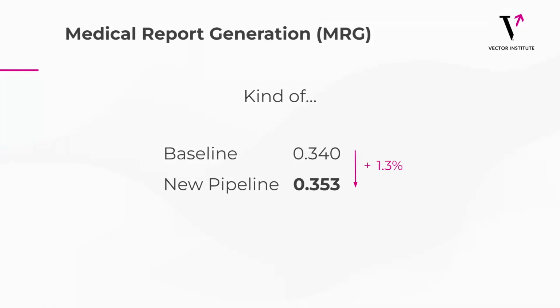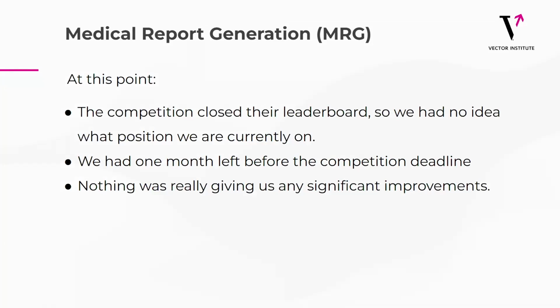Yeah, so we figured there's probably something fundamental that we need to change in our framework. At this point, they closed the leaderboard in the competition. They had the leaderboard in the first 2 months, but calculating the GREEN score was actually quite heavy, so they said, we can't really do it. So we closed the leaderboard. You calculate the score on your own, and then you submit the final solution to us when the competition ends. So we didn't know what position we were currently in. We were first before the leaderboard closed, but now we have no idea what position we're in. A month left before the competition deadline, and nothing was giving us any improvement.